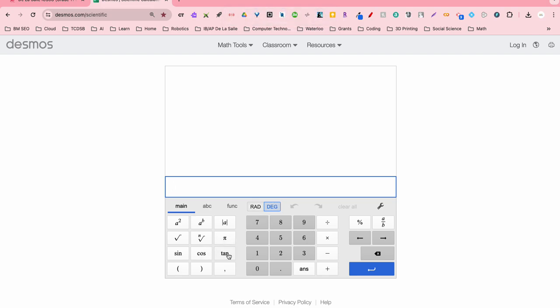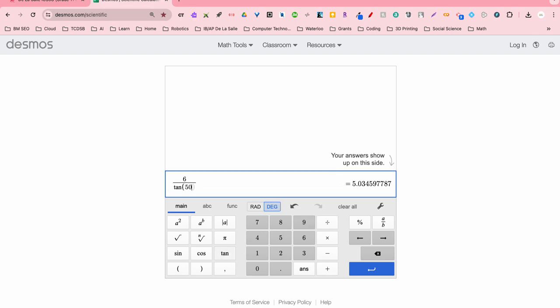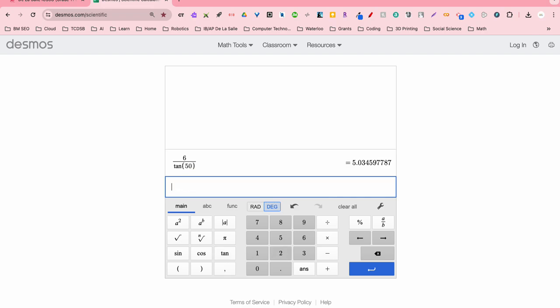Here it is, if you remember, we had 6 divided by tan 50. There's our answer. The answer is 5, but let's do something more. What is tan 50? There you go. That's the value of tan 50.